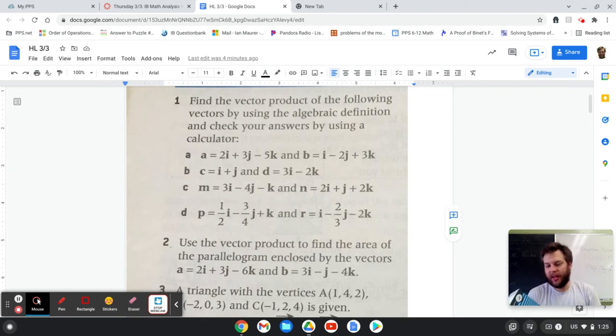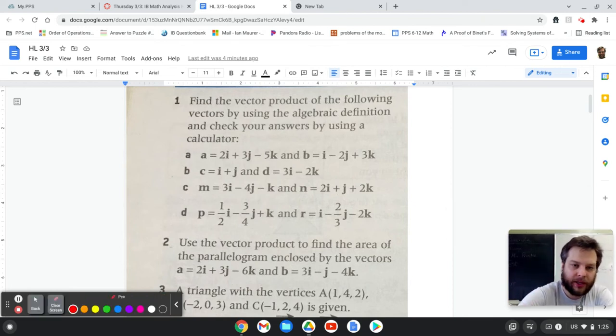The other thing is there is a way you can do it with a matrix and finding the determinant of a matrix, or you can just look up the formula. And so I will just be using the algebraic definition. It's in your textbook. So practice just using that.